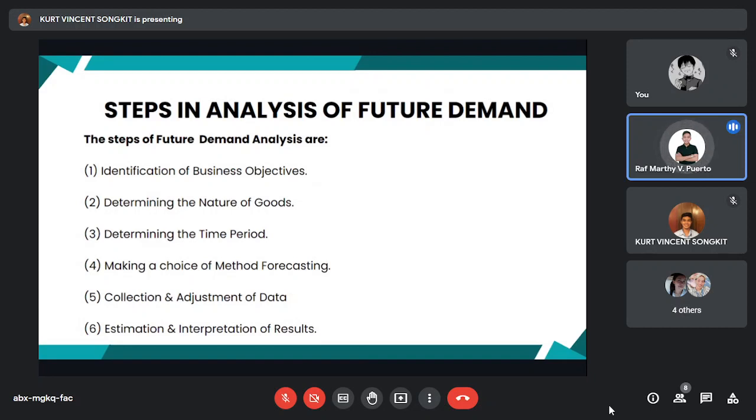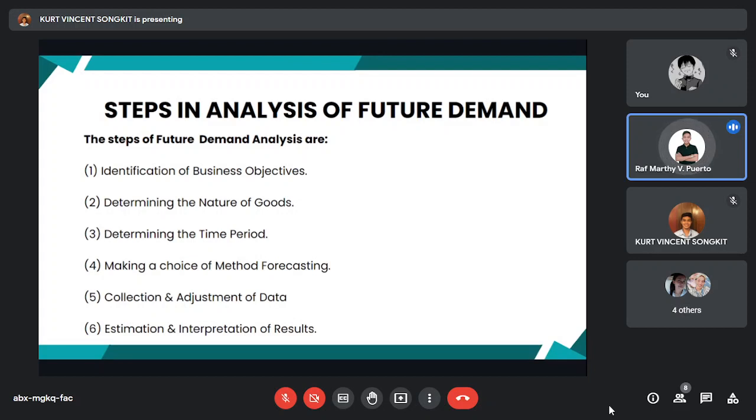So the first step in future demand analysis that I have identified is the identification of business objectives. Initially, we should know the aim of forecasting. What are we forecasting for? What are we aiming for in the future? We know that it is demand. So how are we going to forecast the demand using the present data that we have, and of course taking into account the past data that we have accumulated or researched?